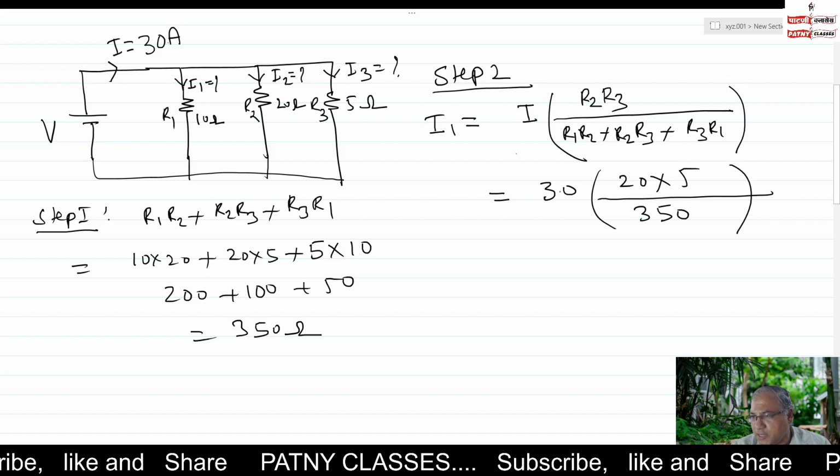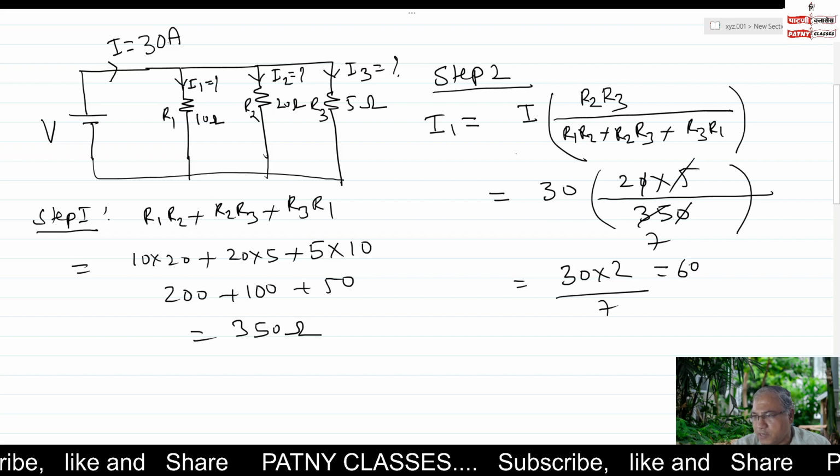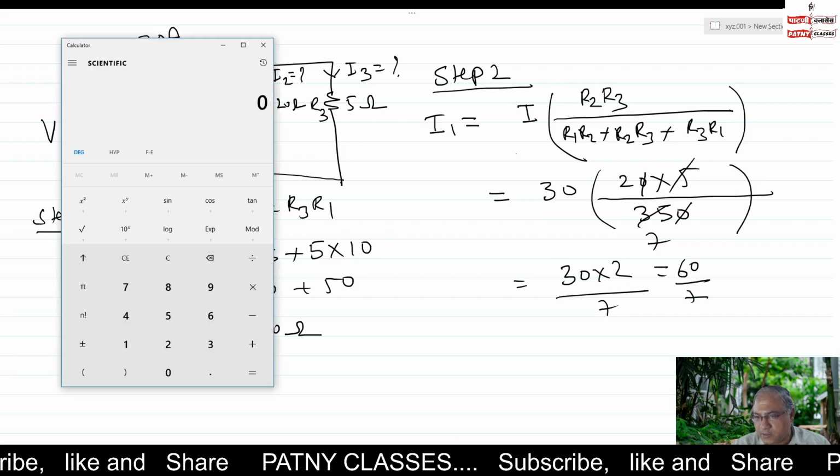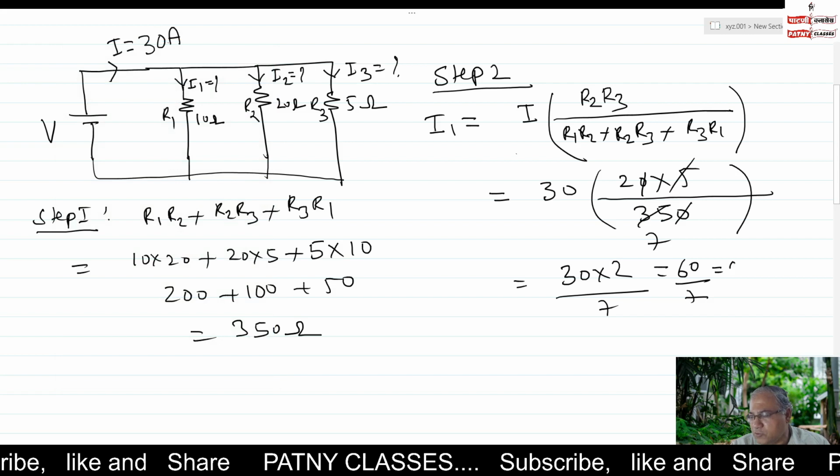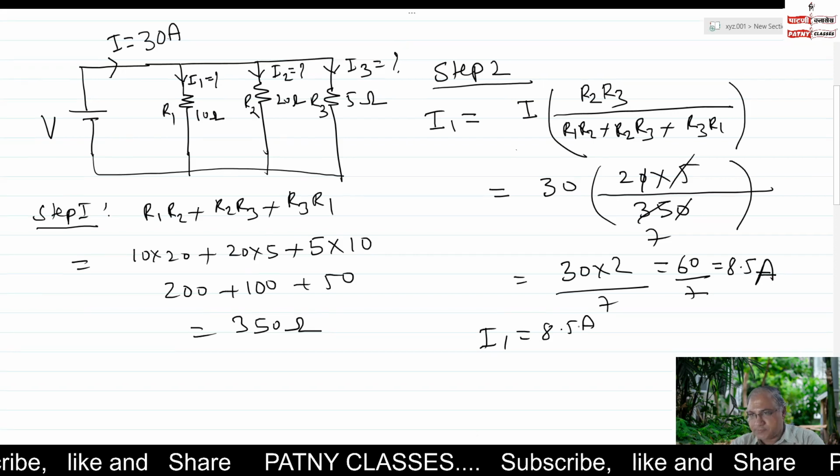Now see the cutting, the 0 cuts down, 5 1s are 5, 5 7s are 35, so we get 30 into 2 upon 7, that is 60 upon 7. Now on the calculator, 60 divided by 7 equals 8.5. Therefore we got I1 equal to 8.5 amperes.